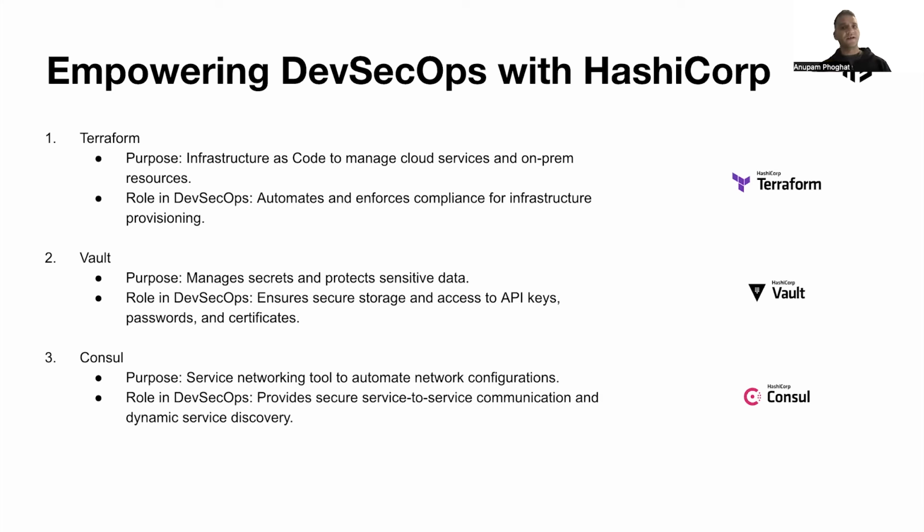Terraform is used to create reproducible and predictable environments by defining infrastructure as code, incorporating security settings directly into the provisioning scripts. Vault helps manage secrets and protect sensitive data within automated pipelines, ensuring that security credentials do not get exposed. Consul, on the other hand, is used to automate network configurations with a security-first approach, ensuring secure communication between services.